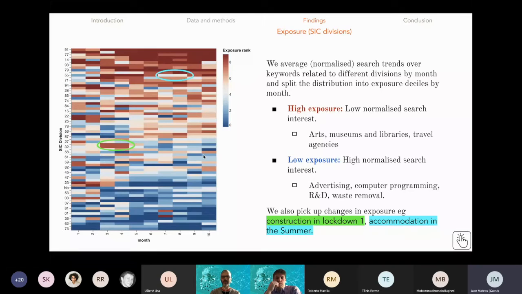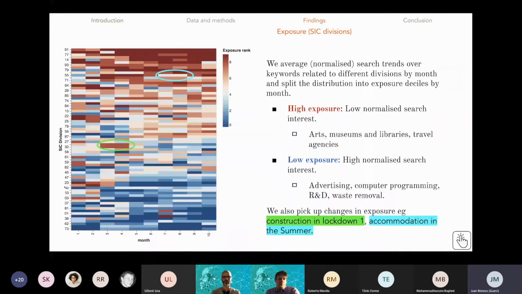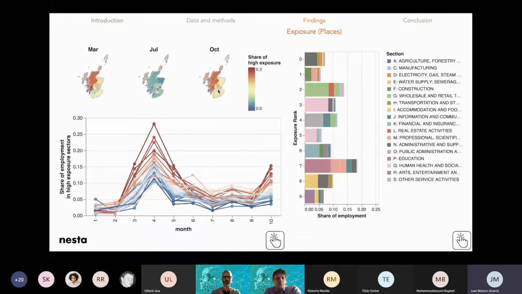In the sense that if we had found very big differences, then that might have called into question the quality of the data or what it's telling us. But in this case, it looks like a useful proxy to monitor how different sectors are being exposed to COVID-19. And then what we can do, once we have these levels of exposure, is combine that with the labor market data.